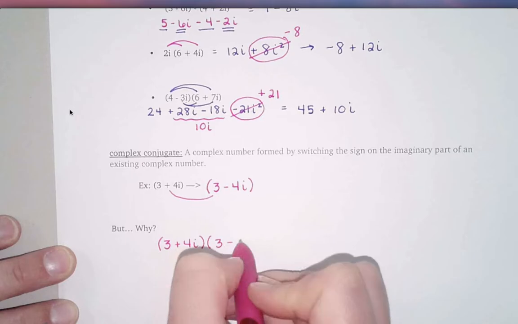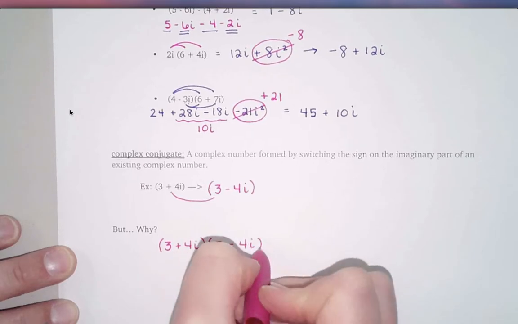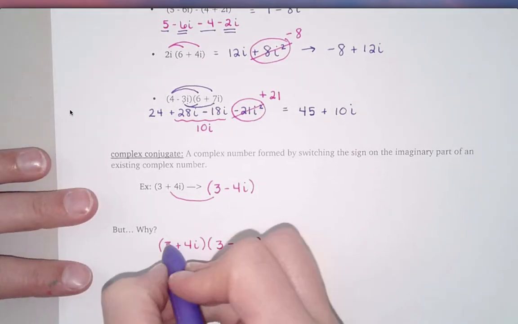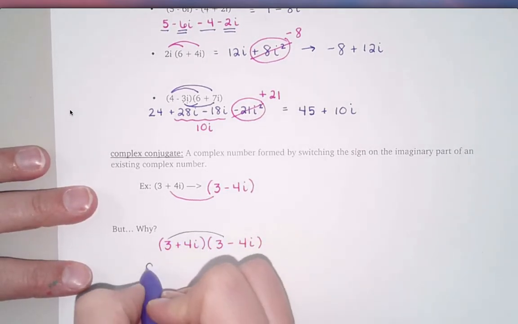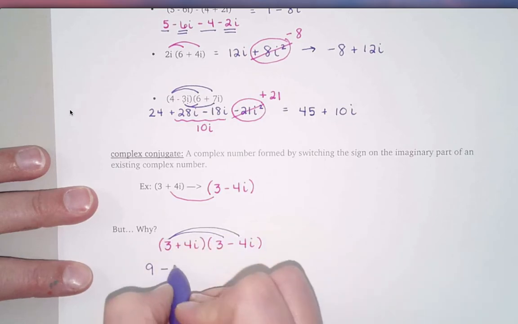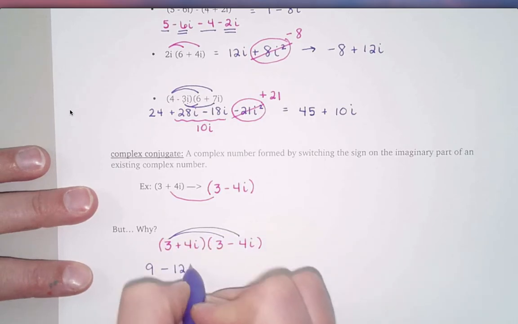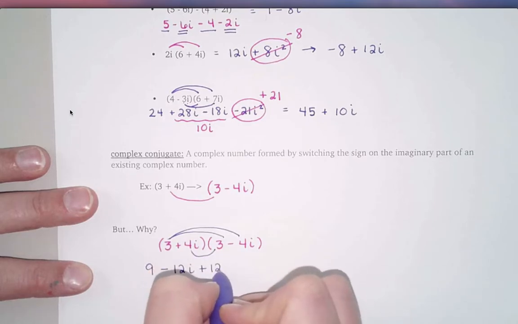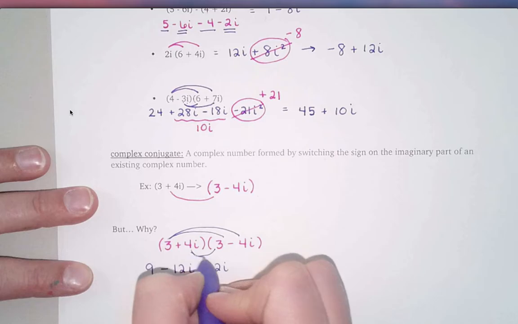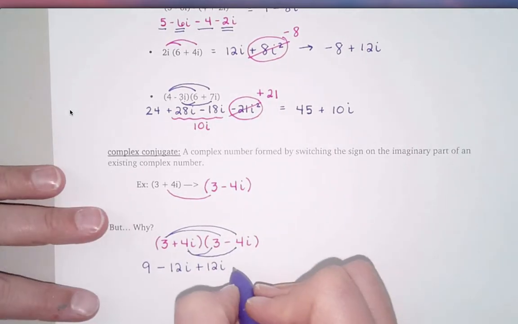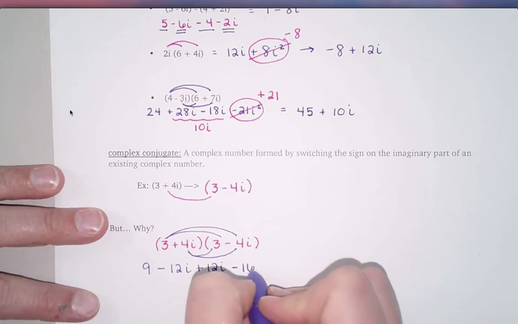And in this case, when I say multiply, I mean I'm going to have to use FOIL because those are both binomials, right? So 3 times 3 is 9. 3 times negative 4i is negative 12i. 4i times 3 is 12i. And 4i times negative 4i. Well, that's 4 times 4 is negative 16. And i times i is i squared.